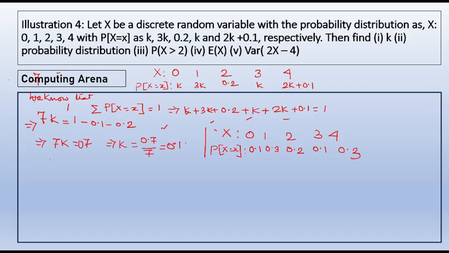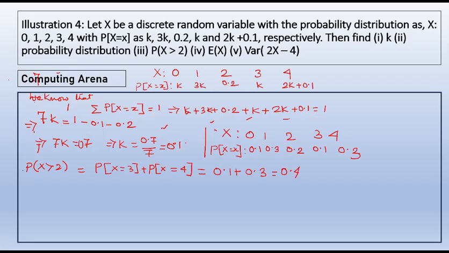Now let us look at the second one, that is probability of x greater than 2. So what are the values that are greater than 2? The values greater than 2 are x equal to 3 and x equal to 4. So this adds up to x equal to 3 at 0.1 and x equal to 4 at 0.3. So this probability comes out to be 0.4.